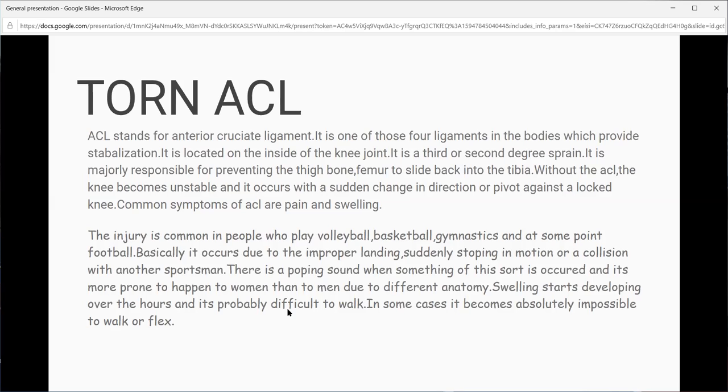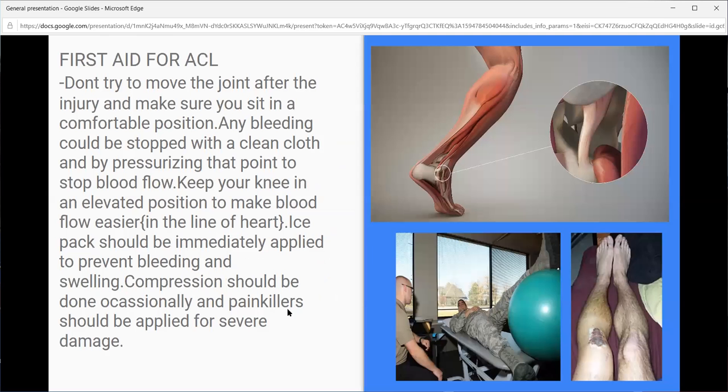So, as I said, when you have a torn ACL, the swelling will develop, the pain will develop, and you'll have difficulty in moving. The movements will be restricted by the ligament. So, first aid for torn ACL.